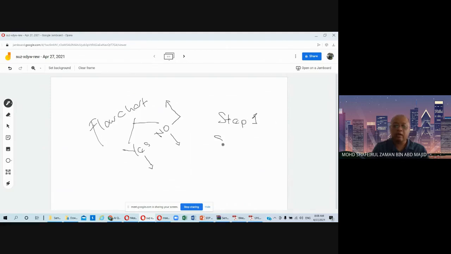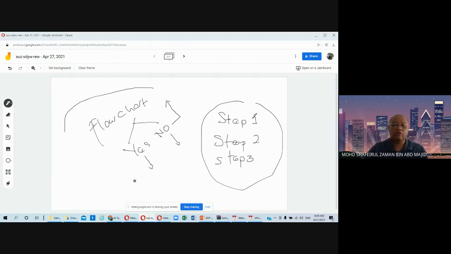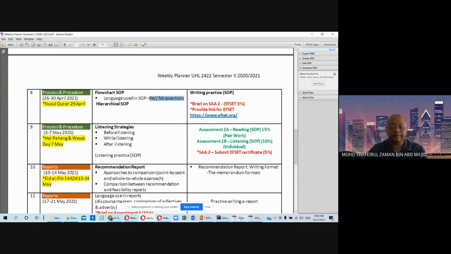Okay, you're going to look at step 2, you're going to look at step 3, and the rest. So this is about hierarchical, and this one is for the flowchart. We're going to look at the detailed version about it later on. Next, in the second meeting, we are going to have the writing practice for SOP.